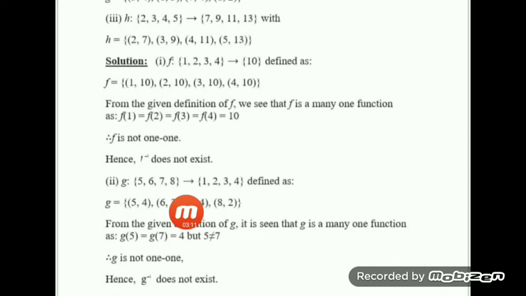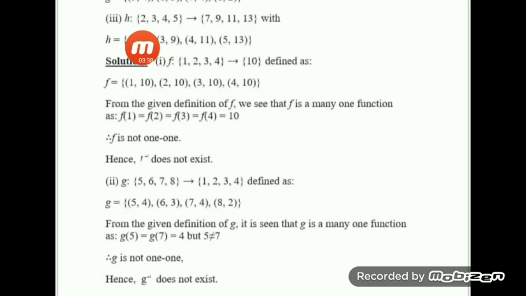So, let us see how. First, I am writing the given function and it is defined like this. Again, you give the example. From the given definition of z, it is seen that z is many-1. Why? z(5) = z(7) = 4, but 5 is not equal to 7. So, z is not 1-1. And since z is not 1-1, z is not invertible, and hence z inverse does not exist.